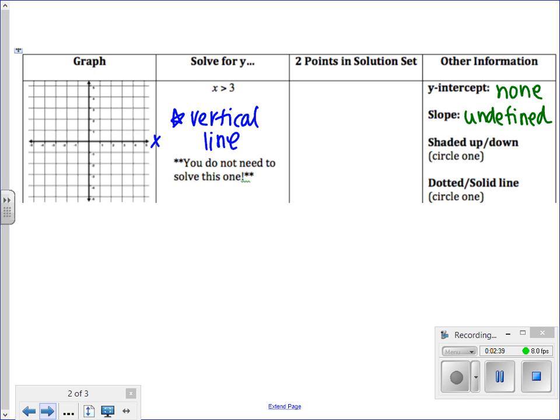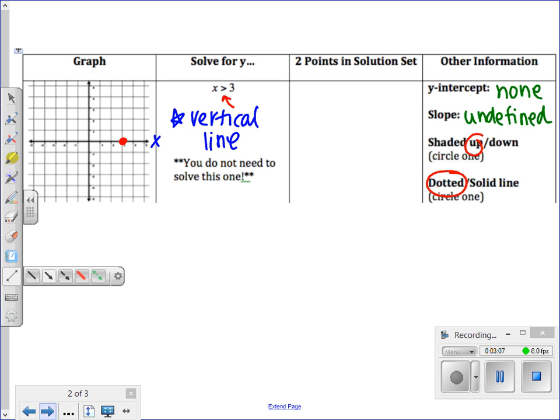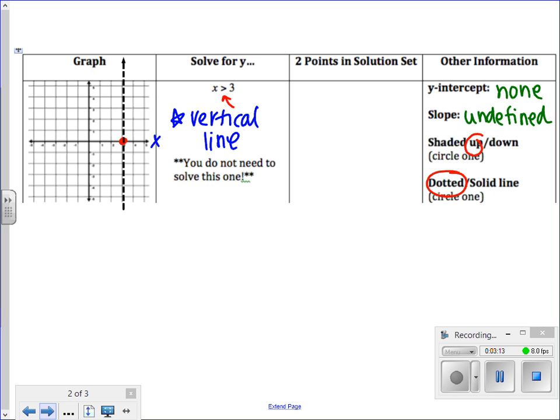Now, because it says greater than, I'm going to be shading the greater part, and I'm going to use a dotted line because it's a strict inequality right there. All right, x is greater than 3, so I go to where x is 3, and I need a dotted line that vertically goes through the x-axis. So I'm going to go right through here, all the way up. To shade greater than 3, I'm going to shade to the right over here where all the numbers are bigger than 3.